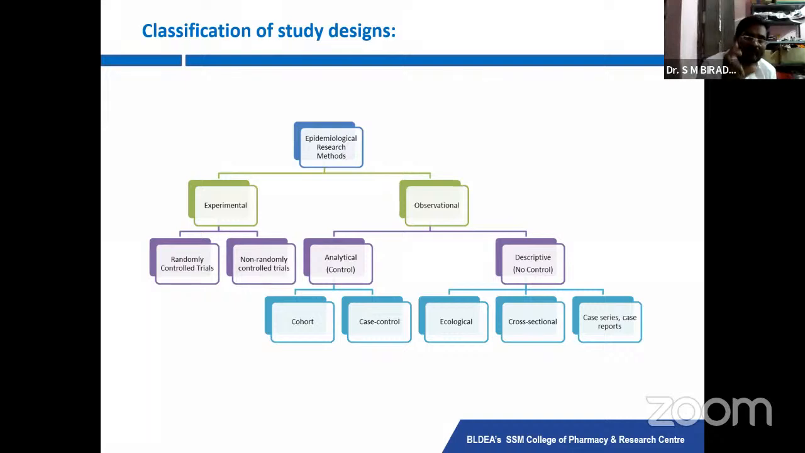So this is what non-randomized is. We need to have the specific characteristic in the participants. That type of study is called a non-randomized study. So these two basically come under the experimental part.